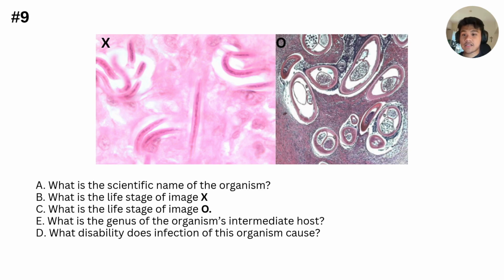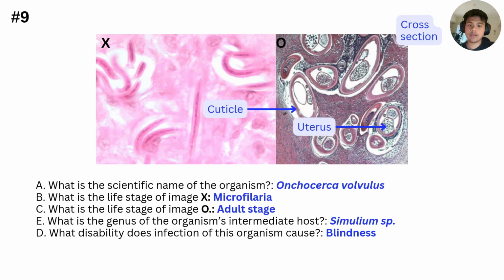So station 9 consists of an entirely different species, wherein we have to identify its life stage and its key characteristics. So this organism is Onchocerca volvulus. Image X is its microfilaria stage, while image O is its adult stage viewed as a cross-section within subcutaneous nodules. Its intermediate host is the Simulium fly, and the infection actually causes blindness, specifically the disease river blindness.